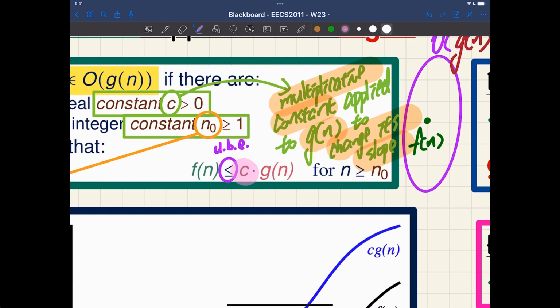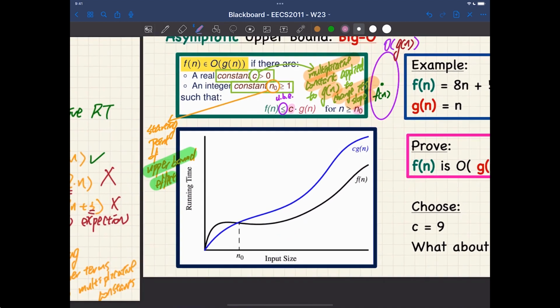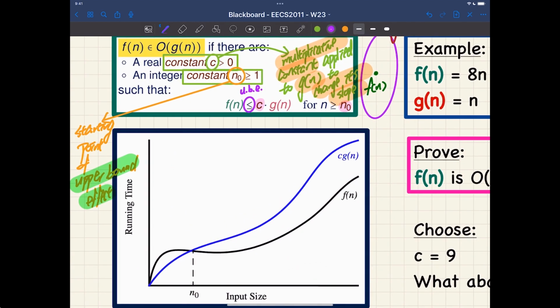And very often you need to find c here, and also need to find n0 here. So these are the two things you need. And I'm going to do visualization very soon. C here and n0 over here need to be identified. Of course, by you for proofs.